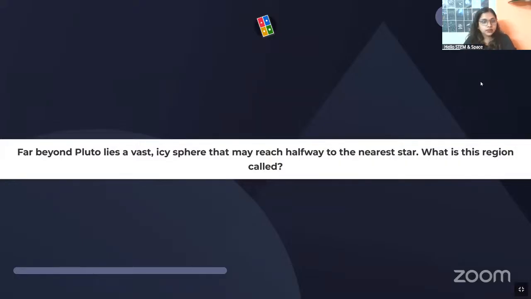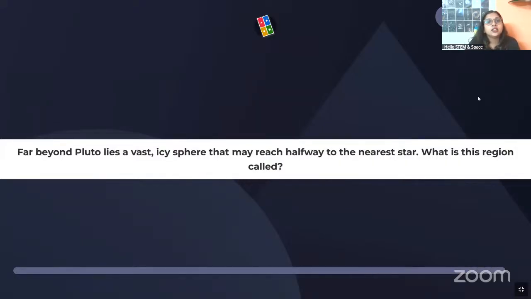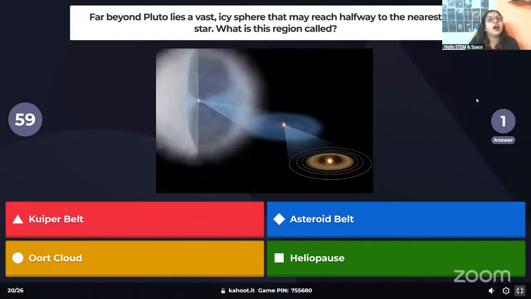Everyone, next question. Far beyond Pluto lies a vast icy sphere that may reach halfway to the nearest star. What is this region called? You can look at the picture also for reference. So far beyond Pluto, there is a sphere which contains a lot of icy materials.